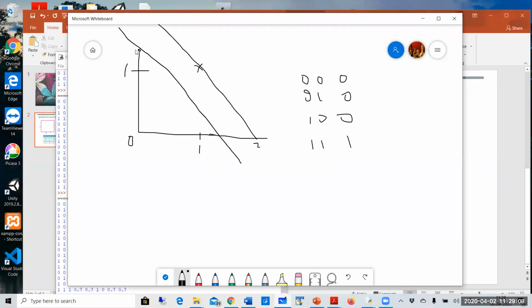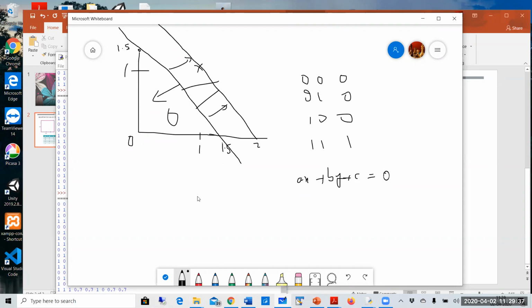That means your slope is 1.5, and the line cuts the y-axis at 1.5, and here it is 1.5. So any point that is above this line will give me the truth table for the AND. Anything less than that is 0. That means ax plus by plus c is equal to 0.